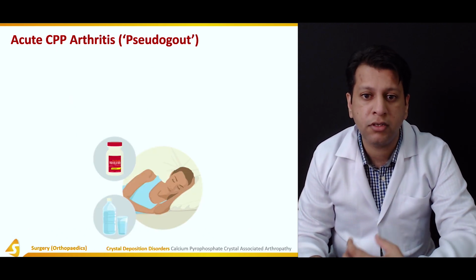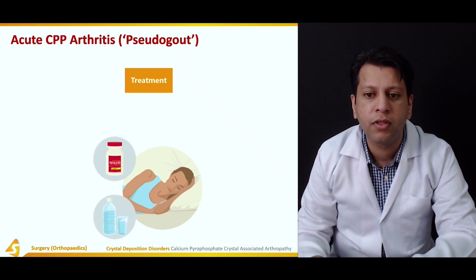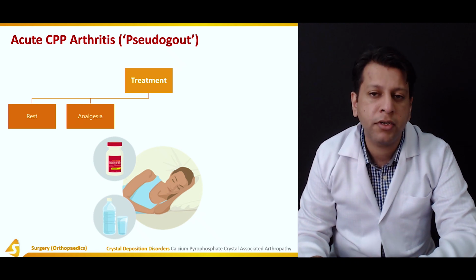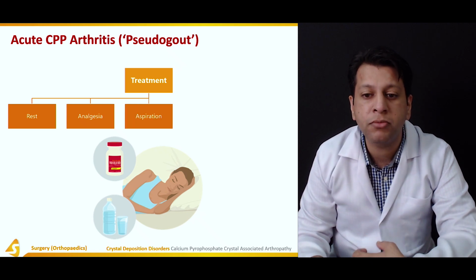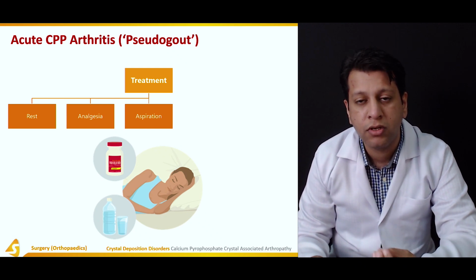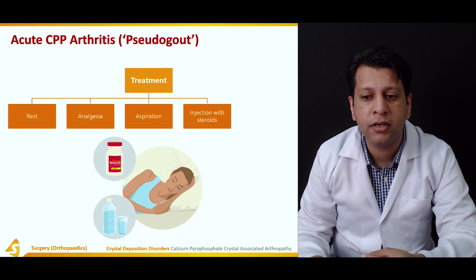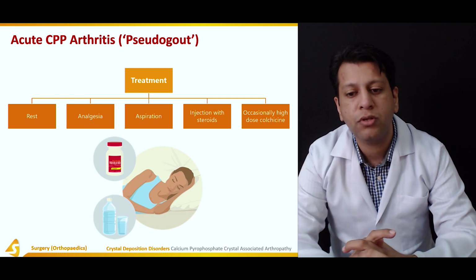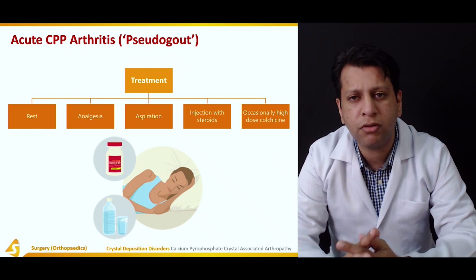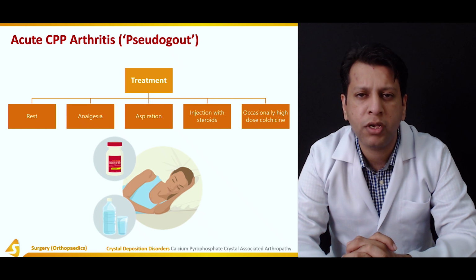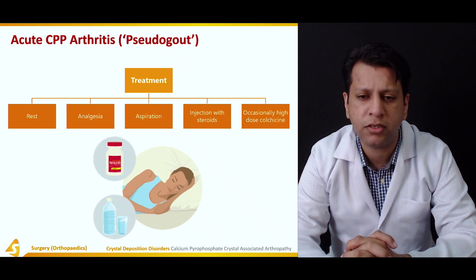How do we treat calcium pyrophosphate arthritis? Treatment includes rest and analgesia, because the patient is in pain, so you give an NSAID so that the patient is relieved of symptoms. Then aspiration is done, first of all for the diagnosis, so that the diagnosis can be confirmed. Then injection of steroids, and occasionally high dose colchicine may be needed. Colchicine, although classically for gout, can also be given in high doses for acute calcium pyrophosphate crystal deposition as well.